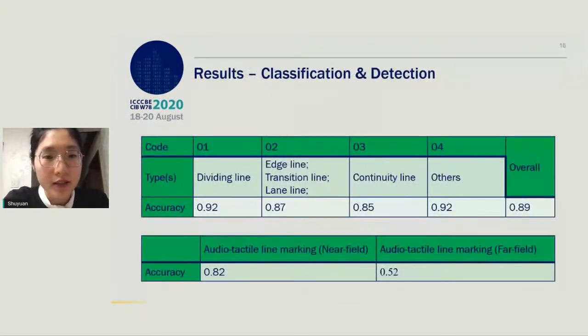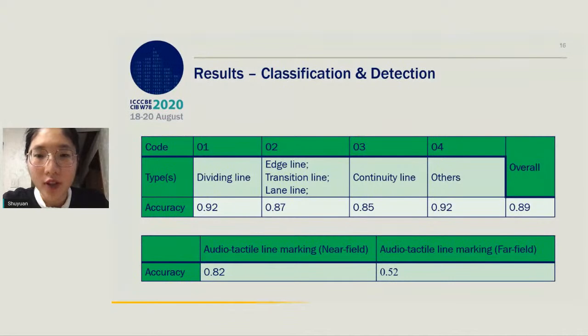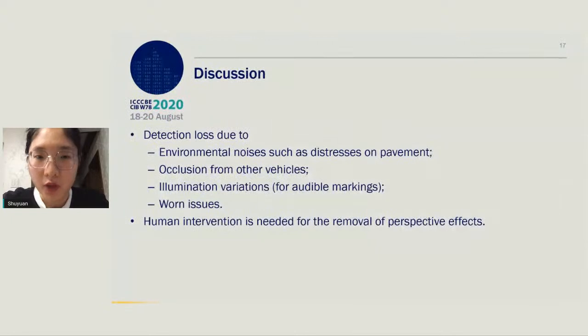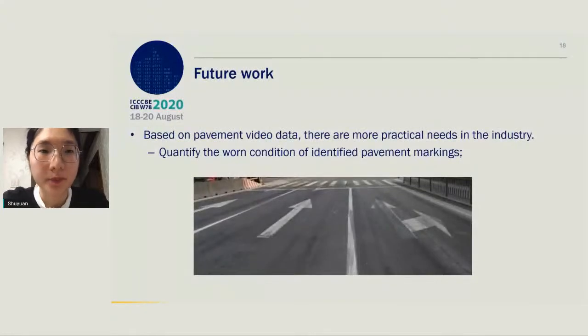This slide lists the performance of the proposed framework when applied to the case study. For the classification of ordinary line markings, an average accuracy of 89 was achieved. As for the detection of audible markings, it achieved 82 accuracy for those located in the near field of the image space. To discuss, we can see that there are detection losses due to a range of factors, including environmental noise, occlusions from other vehicles, and the worn condition of the identified markings themselves. So there could be improvements to the algorithms used in the framework.